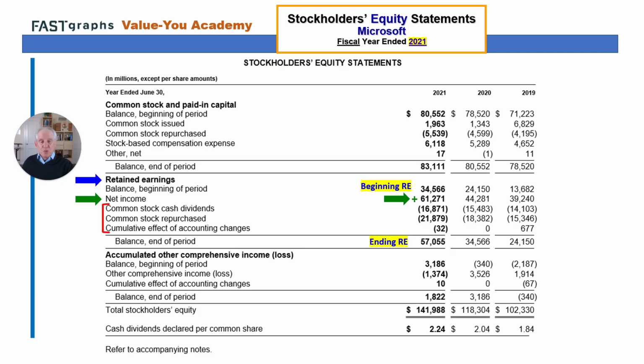Then what we do is we take off if we pay dividends to our shareholders, if we buy back our stock, and if there's some other things. And here we had a cumulative effect of some accounting changes. So off of that, we take off 16.8. That's what we paid out in cash to our shareholders. That takes off of retained earnings. They spent 21.8 or 9 billion buying back their own stock. And we'll get into that as we move forward.